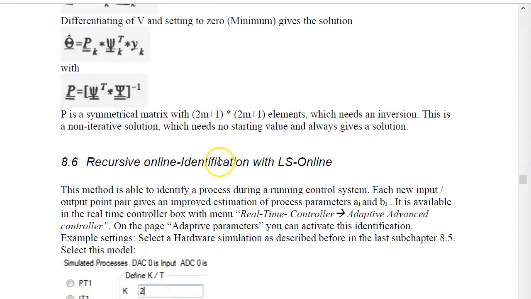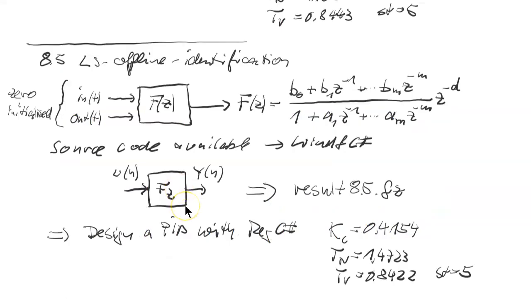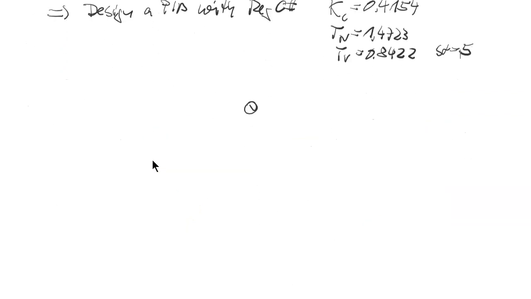The idea is the following. I sketched this idea also in my paper. Wait a moment. I give you some information. 8.5 online identification. The name of the method is recursive least square identification. I give you some more information for this, but first the main principle.